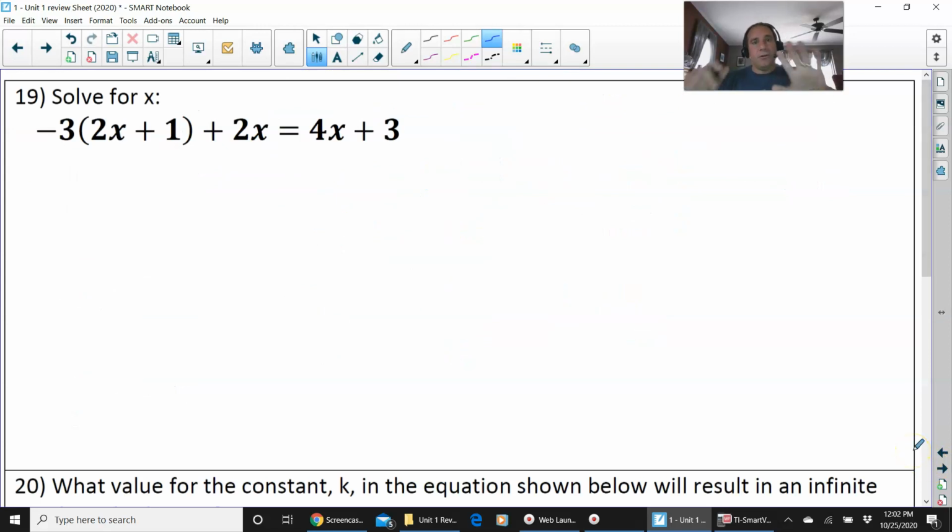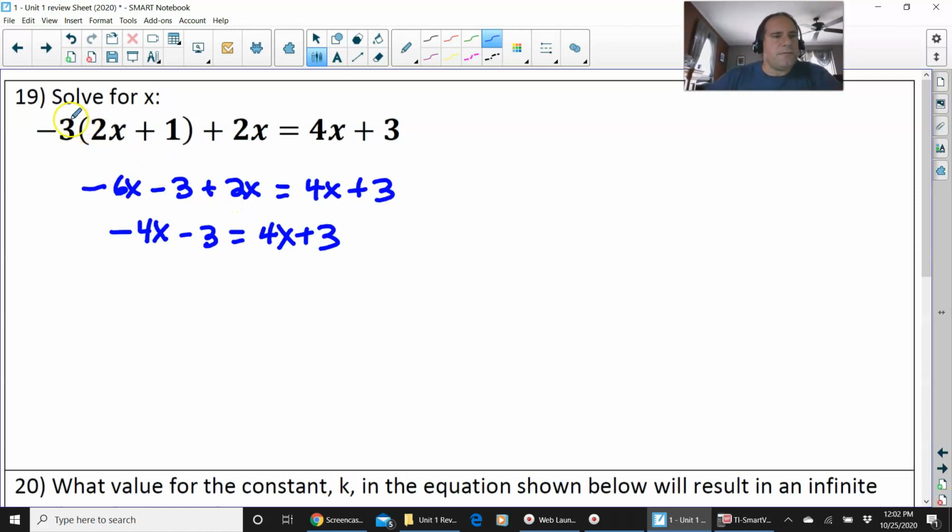Number 19, go ahead, give it a try. This is an equation with variables on both sides. Distributive property, you're distributing a negative. Be careful. Go ahead, try it. We'll come back and discuss it. Press pause now.